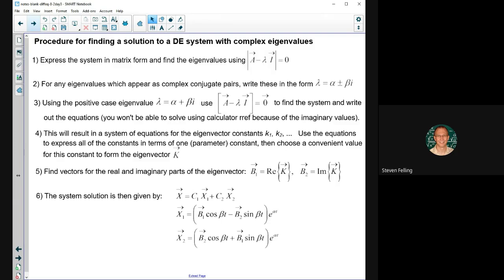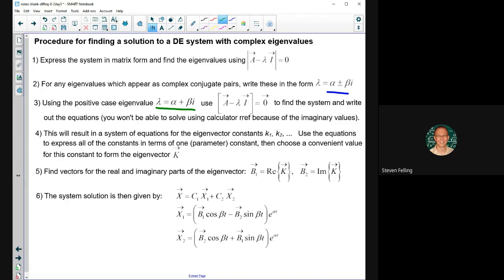So first, we express the system in matrix form, and we find its eigenvalues by setting the traditional determinant equal to 0. When the eigenvalues appear as complex conjugate pairs, we write them in the form lambda equals alpha plus or minus beta i, just like we did with auxiliary equations. Then we pick the positive case. So we take lambda equals alpha plus beta i, and we use that particular lambda to solve the RREF system, where we subtract that lambda to find the system and write out the equations.